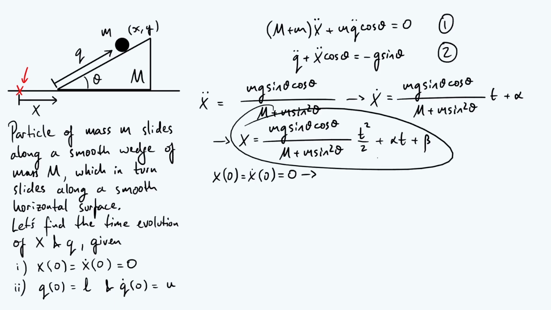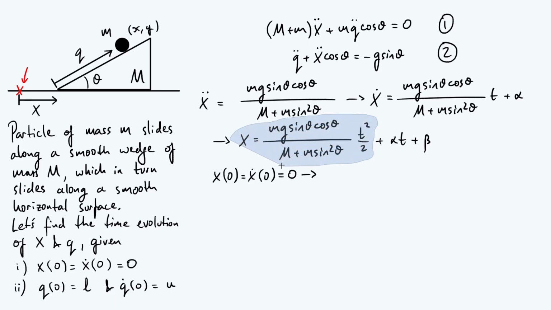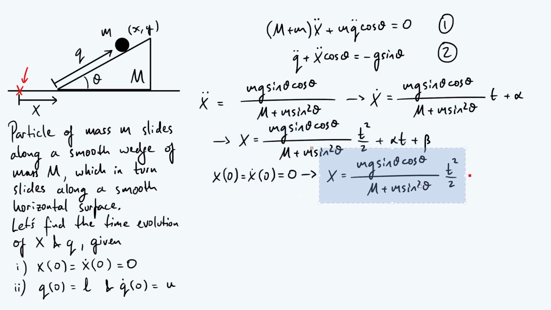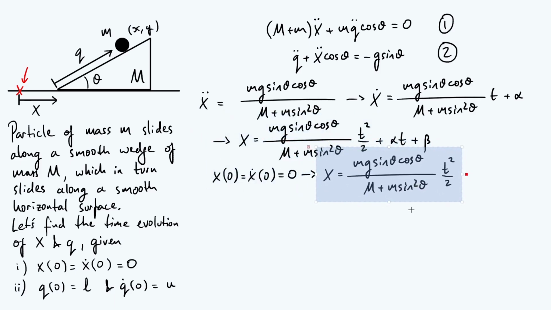So everything works out very nicely because the arbitrary constants are just 0. So all I have to do is copy this bit, right? Ignore those constants because they're 0. And we have solved for our specific time evolution of x. Great, so what about q?